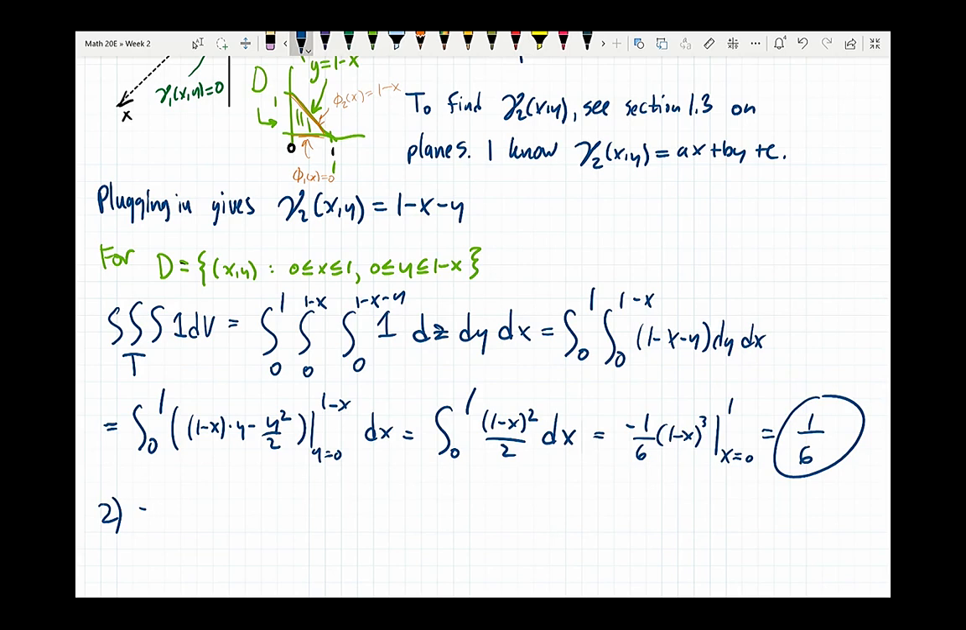That concludes part 1. For part 2, we want to find the average height. And by height, I mean I'm thinking of the z direction as up, okay? So it's like I'm asking for what is the average z value on this shape.